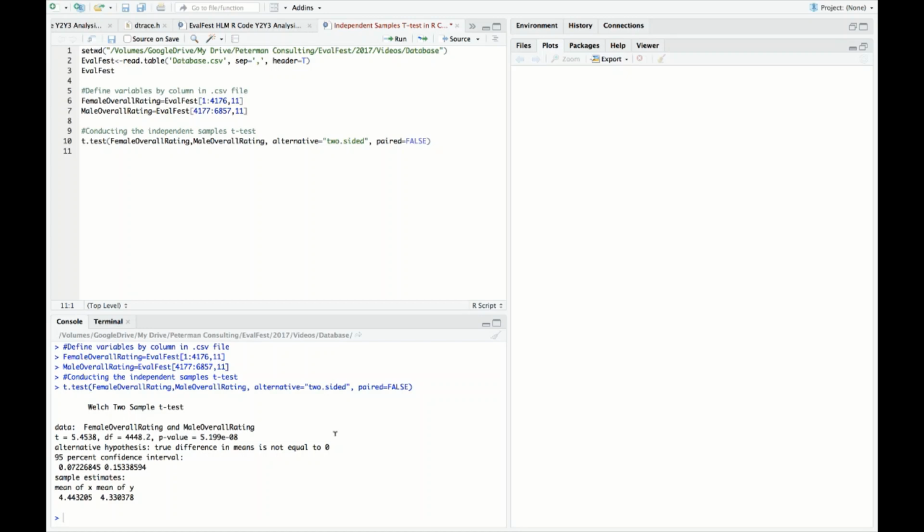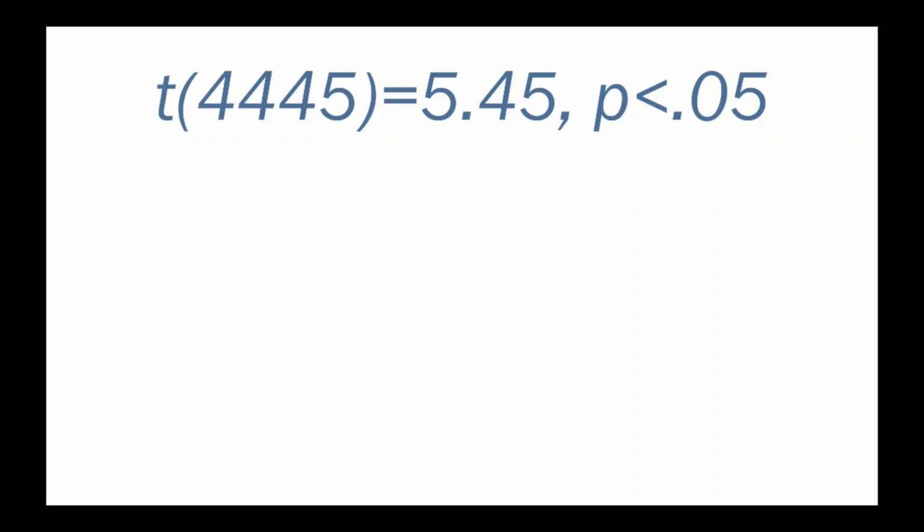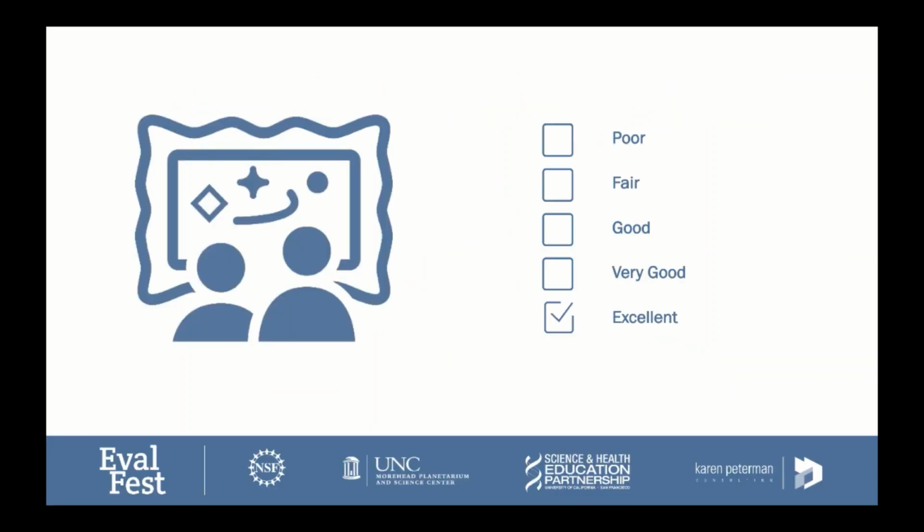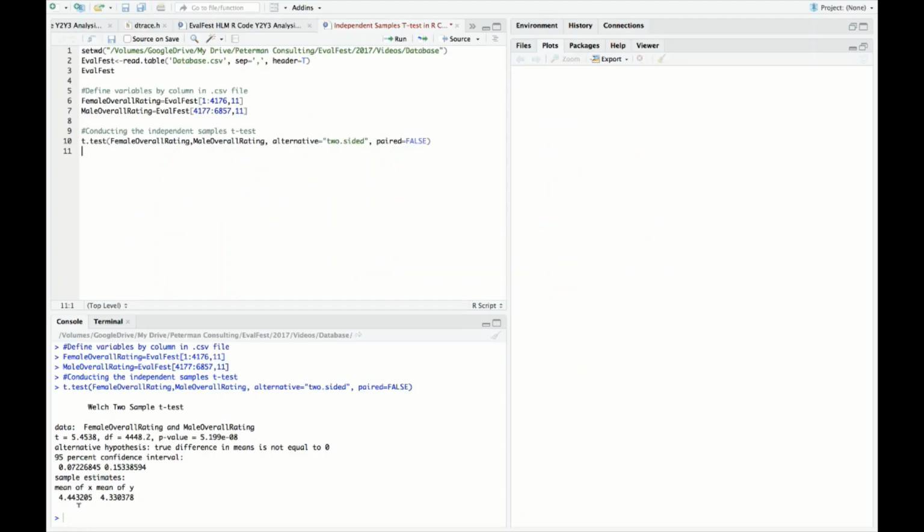For this scenario, we can see that our p-value is 5.19 times 10 to the negative 8th, or 0.0000005199. That number is less than 0.05, and so that means that we have a significant difference in the average ratings provided by female and male attendees. Note that the p-value simply tells you if the ratings are different. It doesn't tell you which group gave the higher rating. To figure that out, we have to go look at the mean ratings for each group. We see that the mean overall rating for females is 4.44, which we found is significantly higher than the mean overall rating of 4.33 for males.